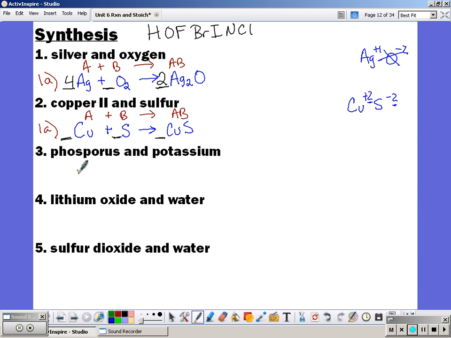Phosphorus is P, and is plus, potassium is K. Again, it's the formation of a binary compound because we have 2 capital letters. So A plus B yields AB. A, though, has to be the metal. Well, potassium is the metal, and phosphorus is the nonmetal. So when I put these together, the metal would have to go first. Potassium is +1. Phosphorus is -3. We would cross our charges, K3P.